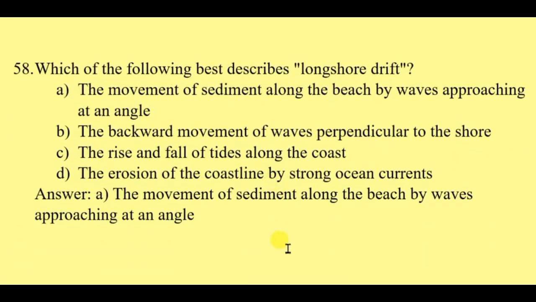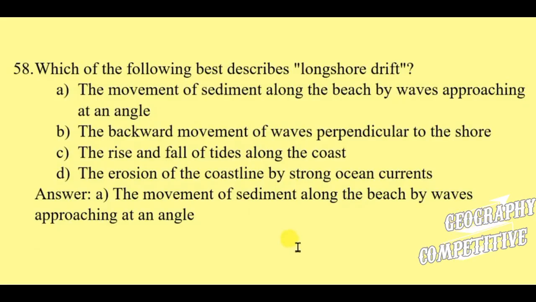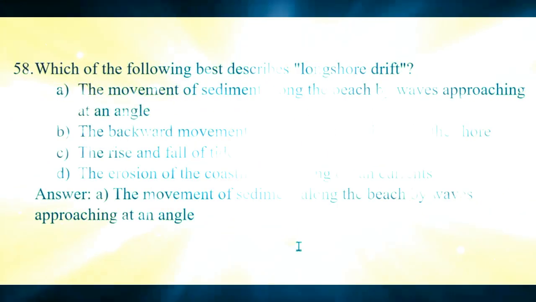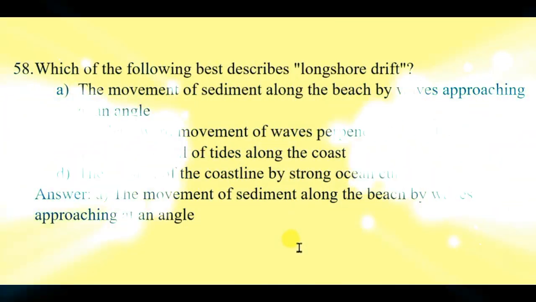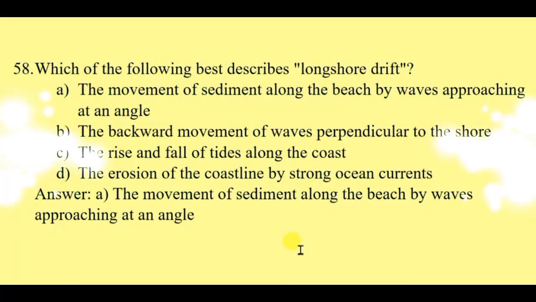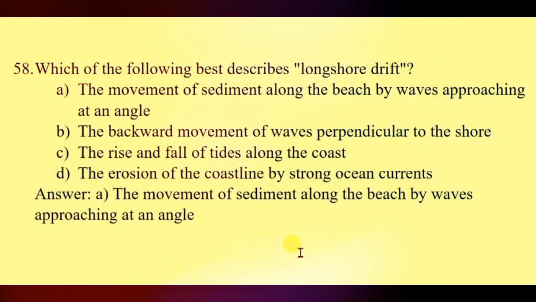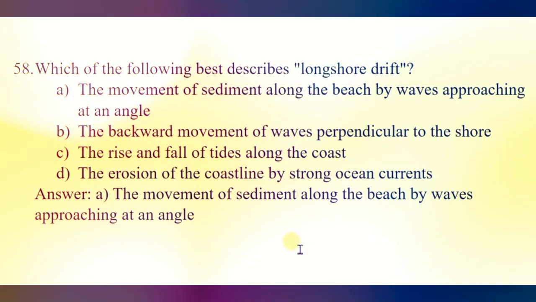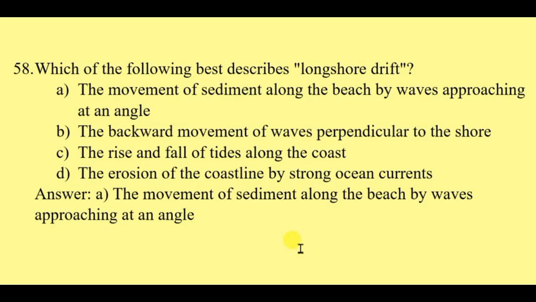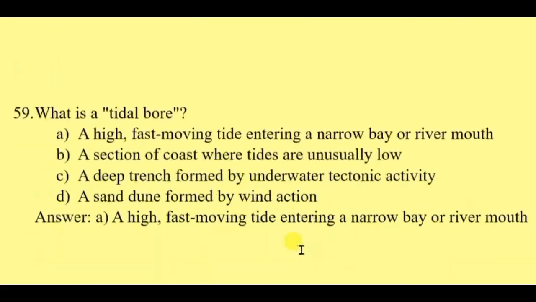Question 58. Which of the following best describes longshore drift? The movement of sediment along the beach by waves approaching at an angle, the backward movement of waves perpendicular to the shore, the rise and fall of tides along the coast, the erosion of the coastline by strong ocean currents. Here the correct answer will be the movement of sediment along the beach by waves approaching at an angle.